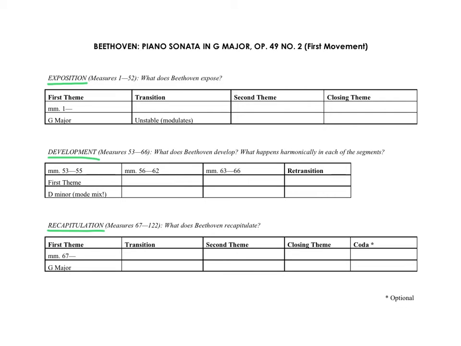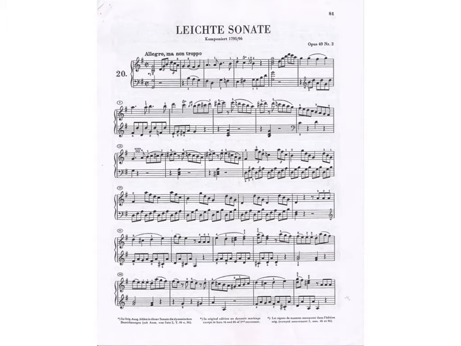Beethoven's exposition exposed two themes: an energetic first theme in G major, the home key, and a gentler, more lyrical theme in D major, the dominant. Remember that a theme is a complete musical thought that serves as the main idea of a piece or movement. Between these two themes is a transition that modulates from G major to D major via a secondary dominant as a pivot chord.